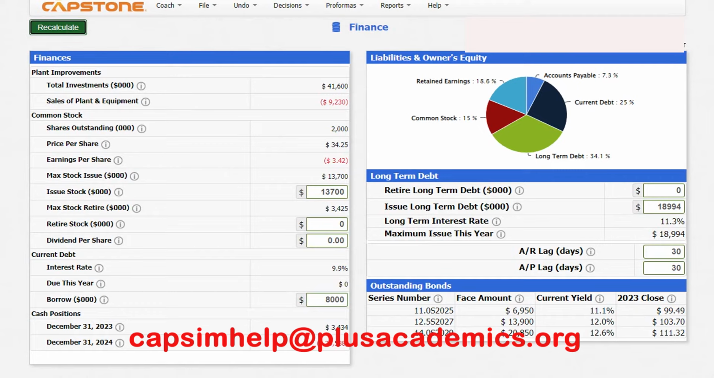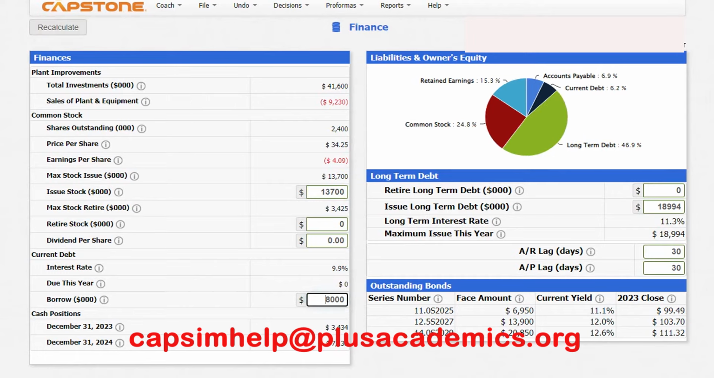Again, we are borrowing and also issuing stock to ensure we balance our financial structure. We want the amount of debt, or the percentage of debt that we have, to be nearly equal to the percentage of equity that we carry in our company. Okay, let us reduce this size.